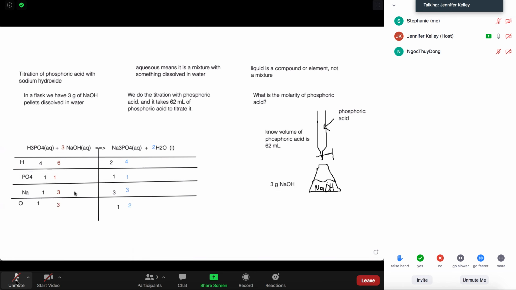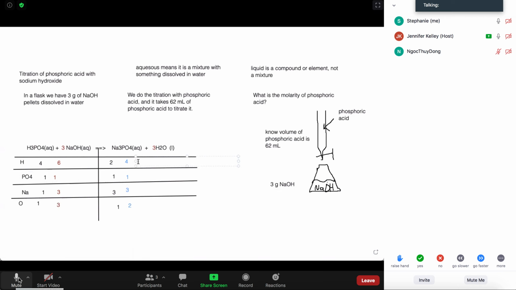All right, so now our sodium is balanced, our phosphate is balanced, but hydrogen's not. So we're going to go back and change that. So we're going to change it from a 2. Just need to make this smaller. All right. And so what do you think we should put in front of the water to get 6 hydrogen? 3. All right.